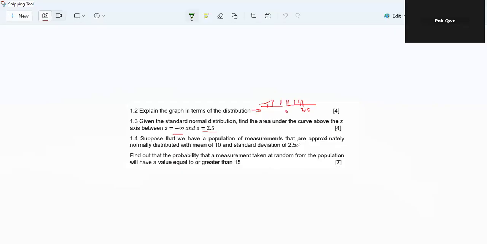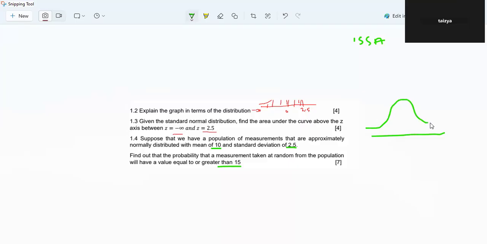Suppose you have a population parameter that is approximately normally distributed with mean 10 and standard deviation 2.5. What is the probability that a measurement taken at random from the population will be equal to or greater than 15? Let's use ISA. What's the first step? We illustrate, okay? So what are we illustrating? What is in the middle?